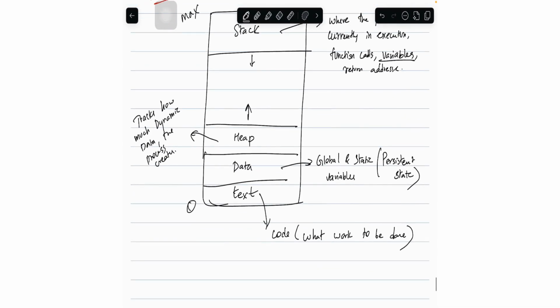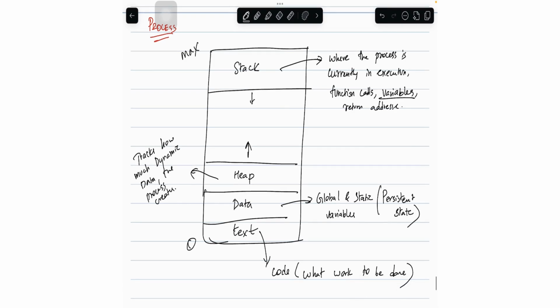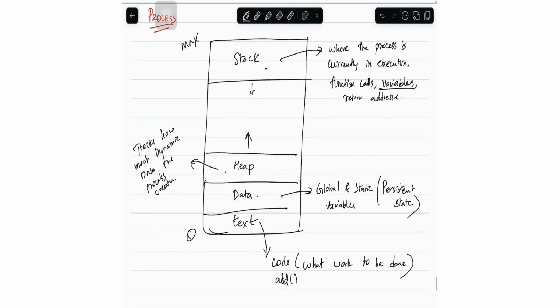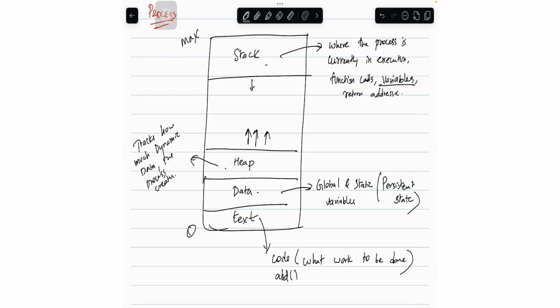So now, based on these components, we can have some information about the work that has been done. The code says add something. These line by line instructions will be executed with the help of the stack, and the results are saved in the heap. If there is global data which is needed, that will be in this layer. The heap grows in this way, and the stack grows in this way.